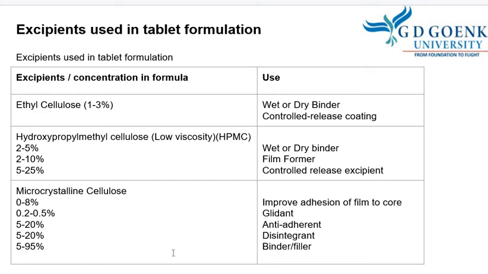Microcrystalline cellulose, depending upon the concentration in which they are used in the tablet formula, they serve different functionalities. For example, in 0 to 8%, they improve the adhesion of the film to the core. 0.2 to 0.5%, they are used as a glidant. It improves the flow properties of the blend. In the concentration of 5 to 20%, they are used in different formula as an anti-adherent or a disintegrant. And within the concentration of 5 to 95%, they can be used as a filler or a binder.